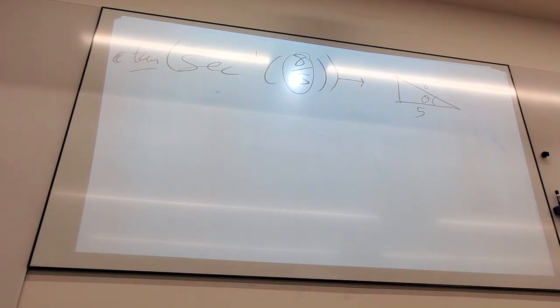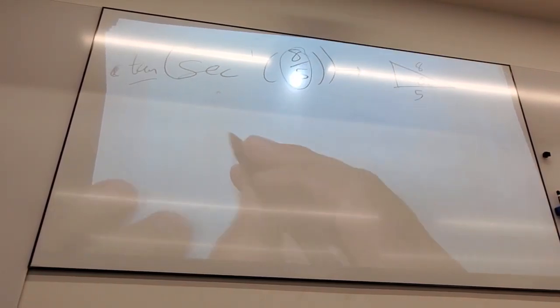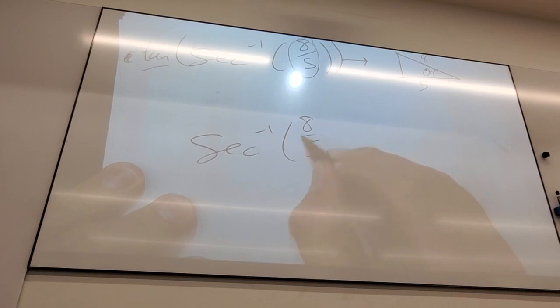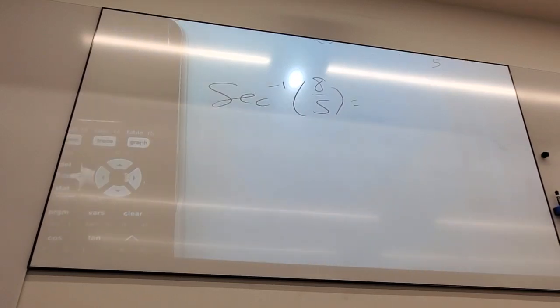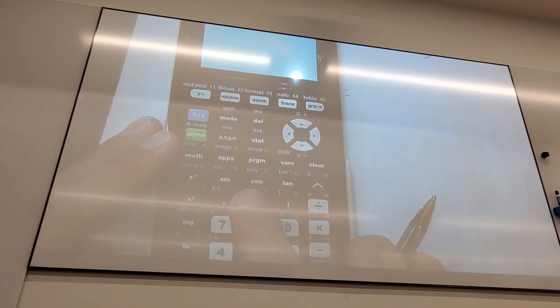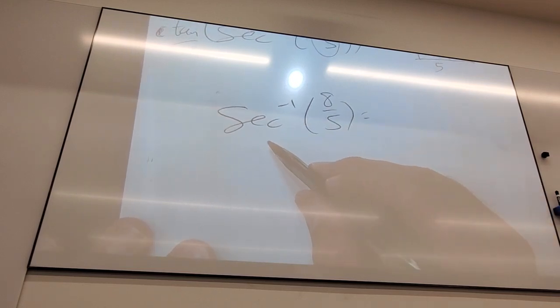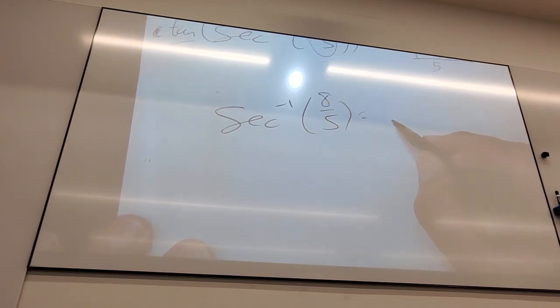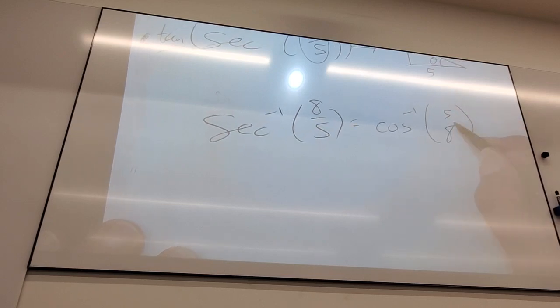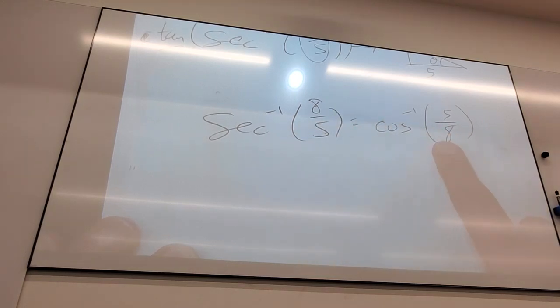Now, if you look at your calculator, do you have an inverse secant button? No. So the question was, what is the inverse secant of 8/5? I don't have an inverse secant button. I have an inverse sine, inverse cosine, inverse tangent. If the secant of the angle is 8 over 5, what is the cosine of the angle? 5 over 8. That I can put into my calculator, and it's the same answer because these both reference the same angle.